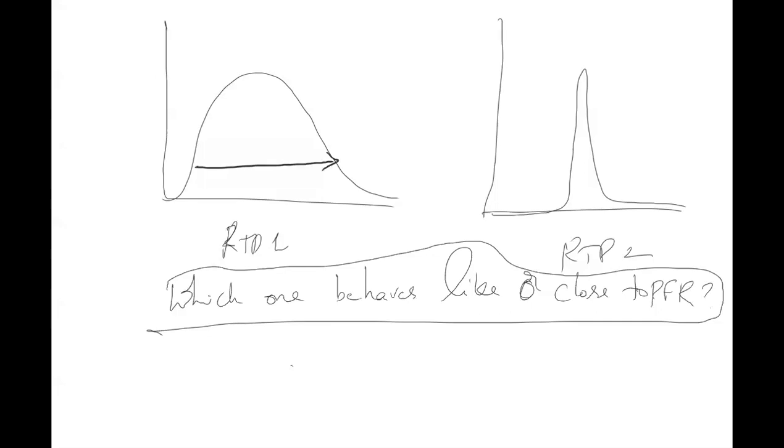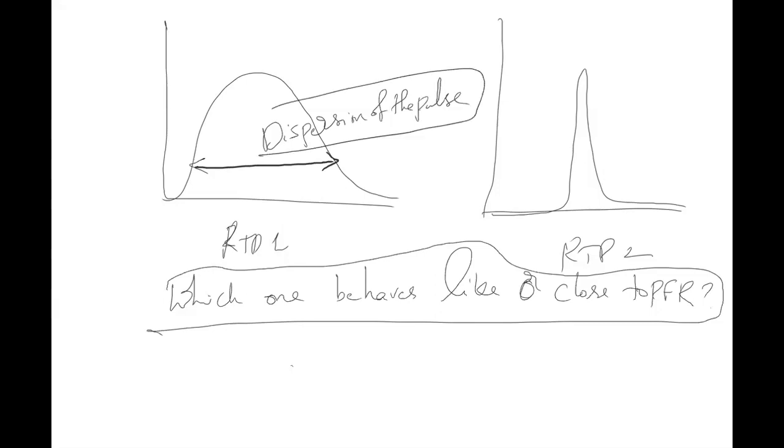This is what is called dispersion. This is called dispersion of the pulse. This is how it is dispersed here. So the second one is close to PFR. Clear? That is what is happening when we split a CSTR. Has everybody understood till now?